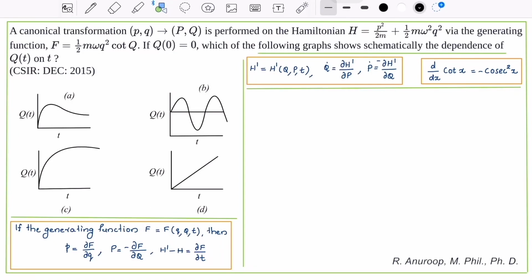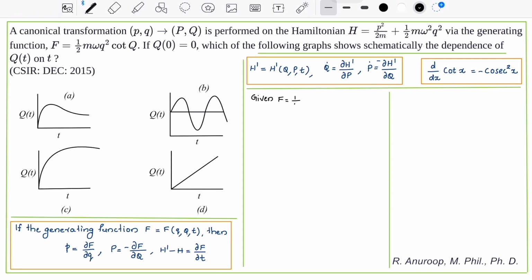199, Classical Mechanics. The question is, a canonical transformation is performed on the Hamiltonian H = p²/2m + ½mω²q² via the generating function F = ½mωq² cot Q. If Q(0) = 0, which of the following graphs shows schematically the dependence of Q(t) on t?